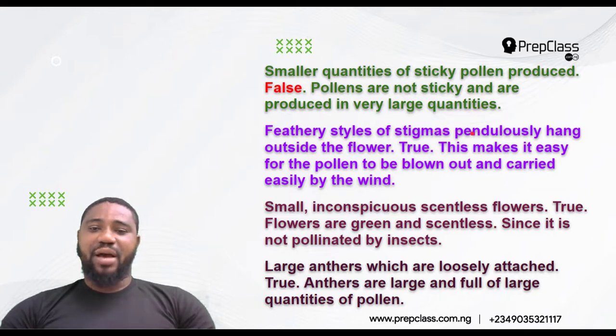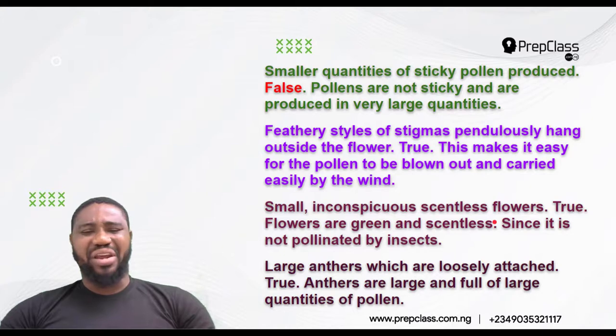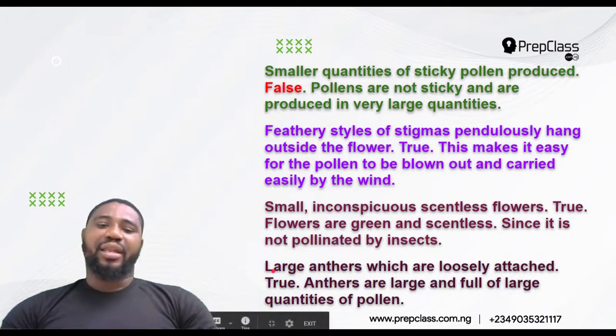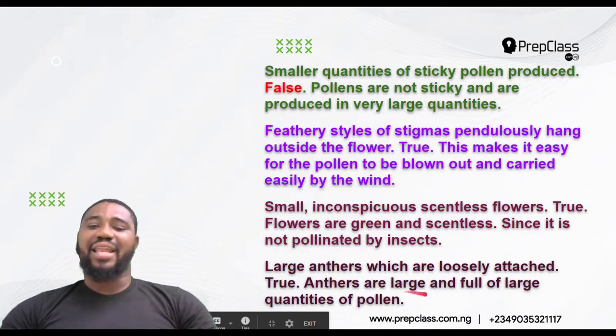Feathery styles of stigmas pendulously hang outside the flower. This is true. This makes it easy for pollen to be blown out and carried easily by the wind. Small inconspicuous scentless flowers. That's true. The flowers are pale green and scentless, since they are not pollinated by insects. They don't need to attract insects. Wind can easily blow away the pollen and distribute it. Large anthers which are loosely attached. This is true. The anthers are large and full of large quantities of pollen.